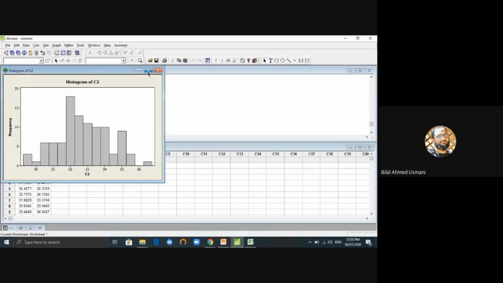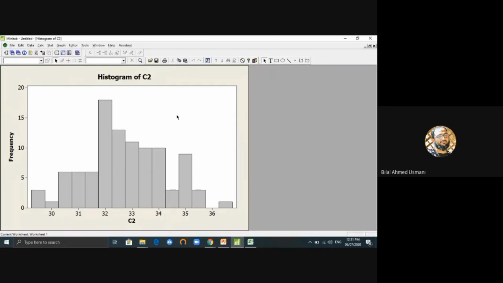So this is a normal distribution. Do we have a bell-shaped curve over here? Where is the mean? 33. Where is the standard deviation? 1.5. So I should have 66% of values between 31.5 and 34.5, and I should have 95% of values between 30 and 36.